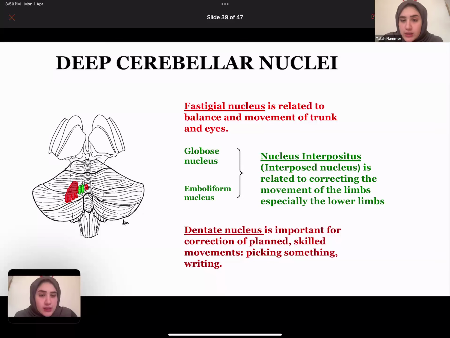We have three main ones: fastigial nucleus, interpositus, and dentate. But the nucleus interpositus is made up of two, the globose nucleus and the emboliform nucleus. So now we're talking about the most medial one.